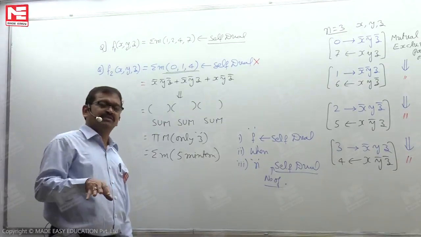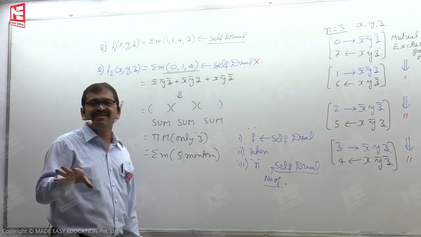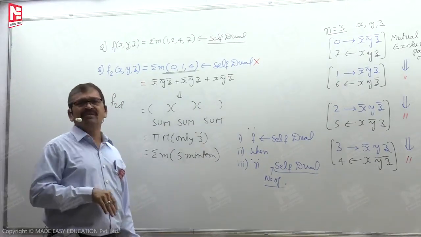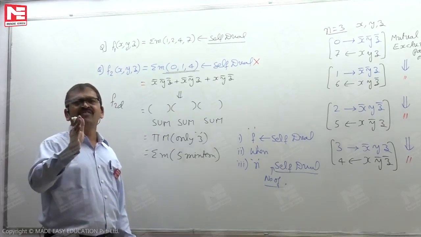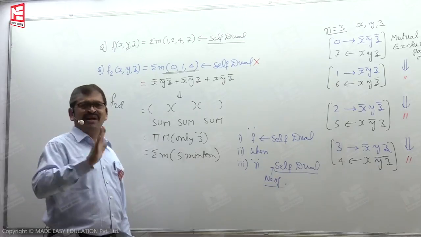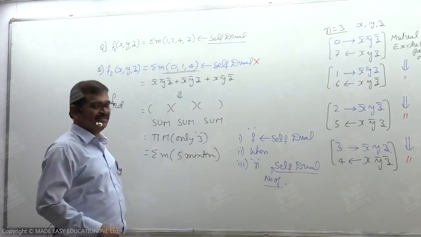Shortcut, you can say, definitely that is not resulting in a self-dual function. For a function to be a self-dual function, half of the combinations must be minterms. So from this we will have a conclusion. I will state that conclusion later.